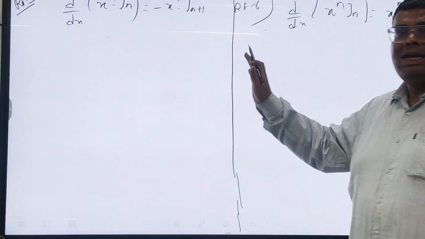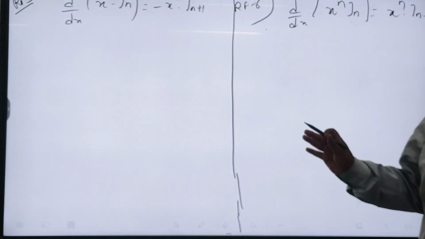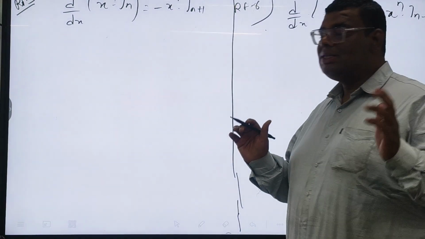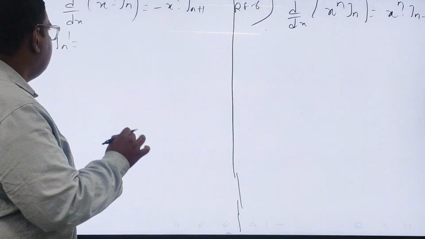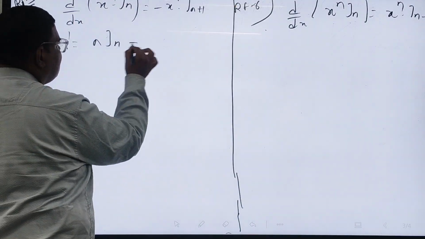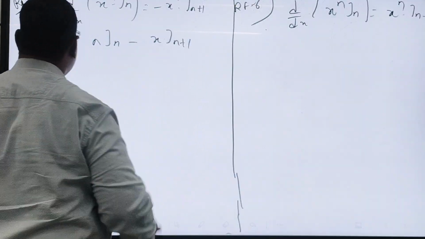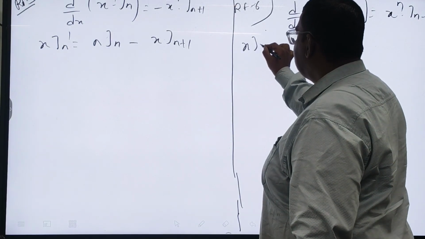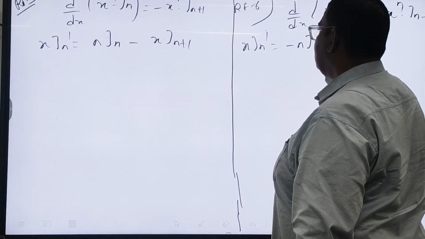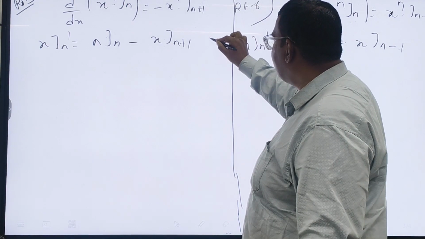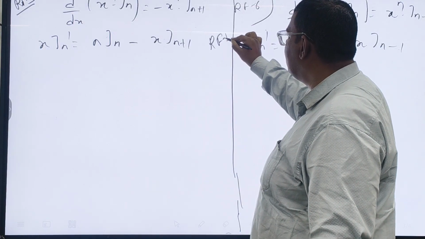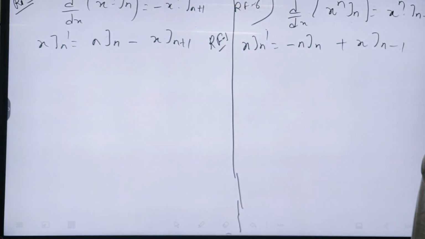In order to derive RF5 and RF6, I have to write RF1 and RF2. So what was RF1? It was xJn' = nJn - xJn+1. This was RF1. And what was RF2? It was xJn' = -nJn + xJn-1. So in step 1, I have written RF1 and RF2.